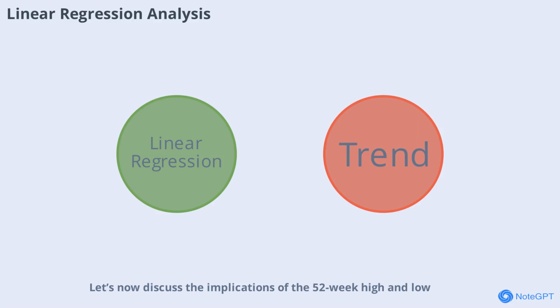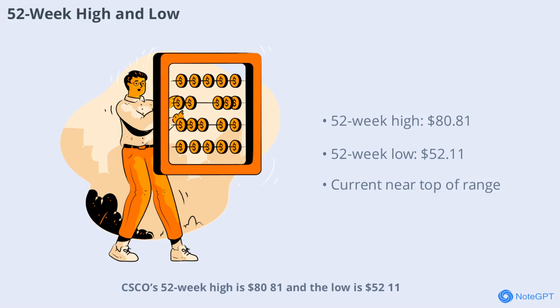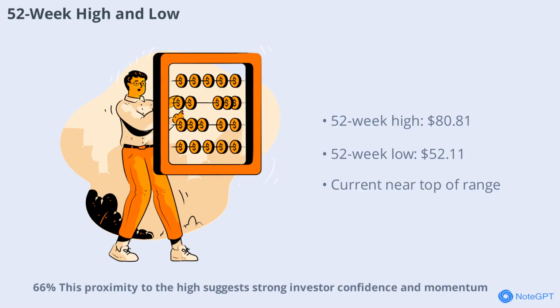Let's now discuss the implications of the 52-week high and low. CSCO's 52-week high is $80.81, and the low is $52.11. The current price is near the top of this range, with a 52-week position of 91.66%. Its proximity to the high suggests strong investor confidence and momentum. However, stocks near their highs can sometimes face resistance as traders take profits. It's important to watch for signs of exhaustion or reversal at these levels.